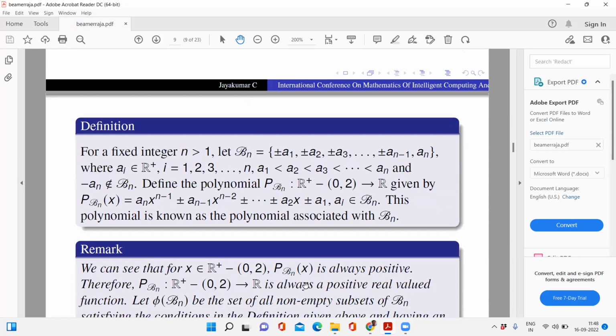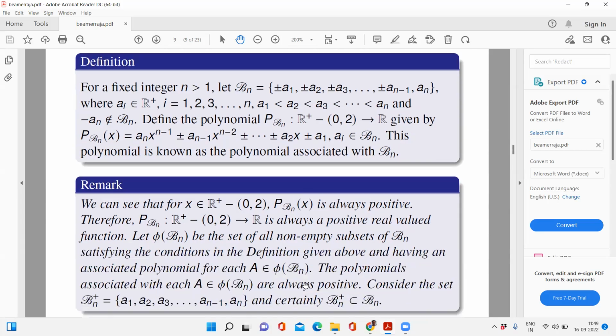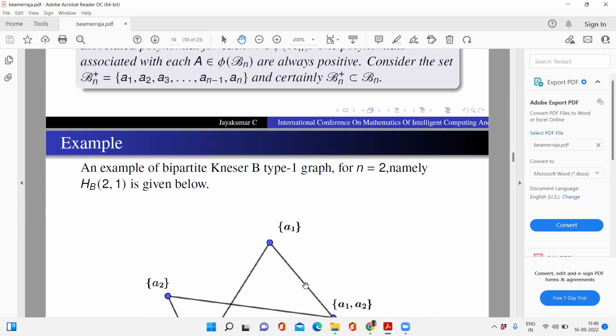Then we have also introduced a polynomial. Various works on this polynomial are going on now. We have defined a polynomial using the elements of Bn we have already discussed. That is, the polynomial associated with Bn is an x raised to n minus 1, plus or minus an minus 1 x raised to n minus 2, etc., plus or minus ai. Work is going on in this direction also.